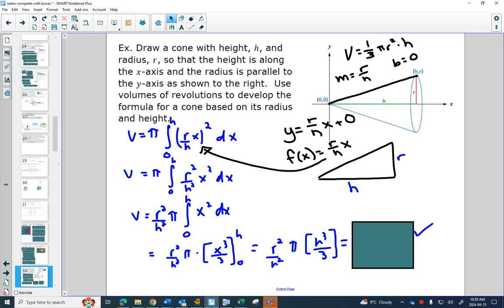Plugging in h, your h cubed and your h squared simplifies. And so we can use volumes of revolution to verify where the formula comes from.